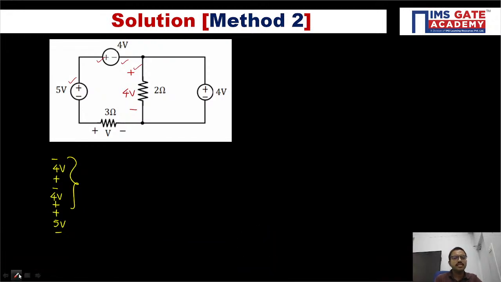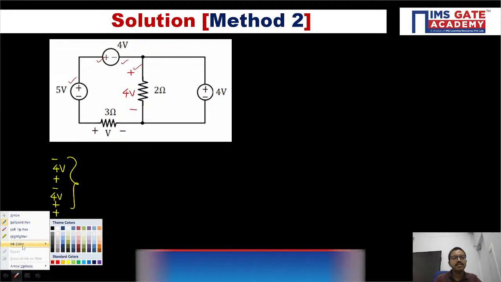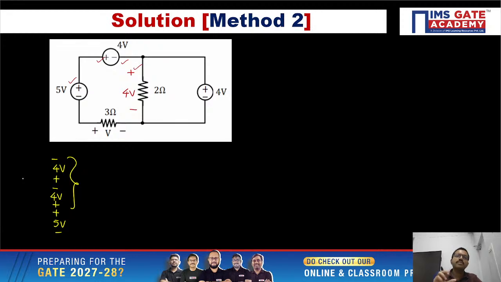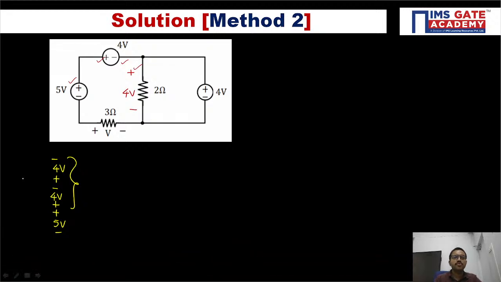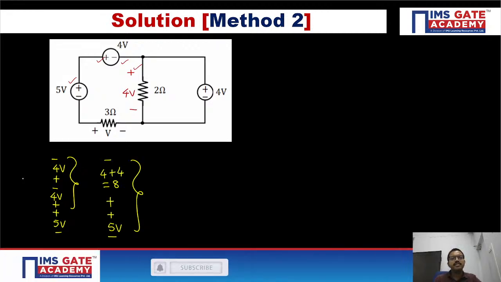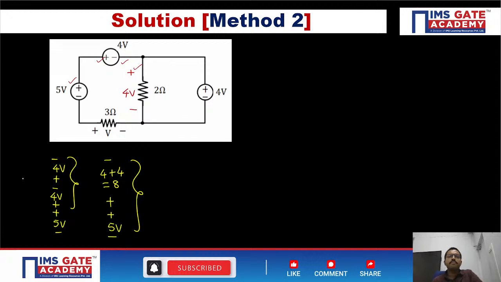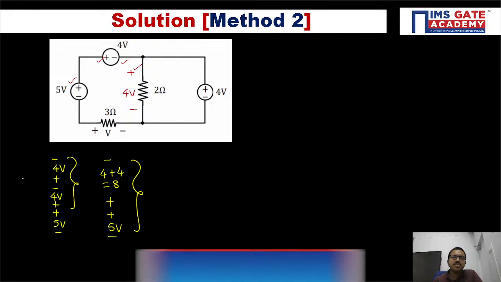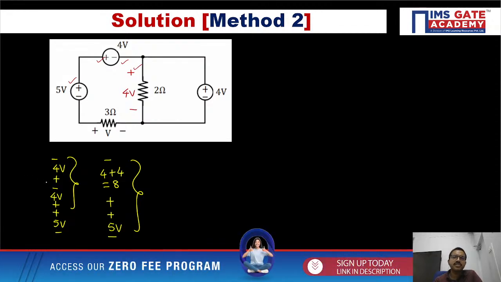Now in this case you are getting plus minus combination, then minus plus, right? Regarding minus plus, two values are there, 4 volt, 4 volt. Since the polarities are the same, we can add. So you are getting minus plus 8, and regarding plus minus, as it is, 5 volt. Now in order to find the resultant voltage, one polarity is plus minus, another one is minus plus. When you have opposite polarities, we have to perform subtraction, right?